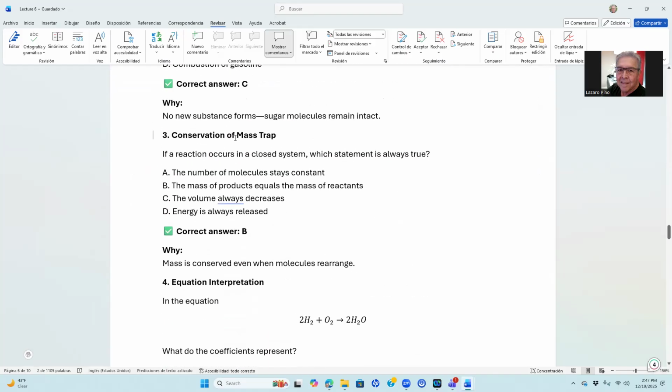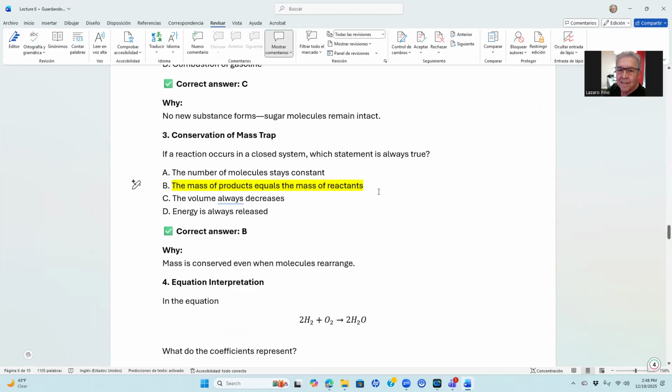Let's see, conservation of mass trap. If a reaction occurs in a closed system, which statement is true? The number of molecules stays constant? No, not necessarily. The mass of products equals the mass of the reactants. Yes, that's true.